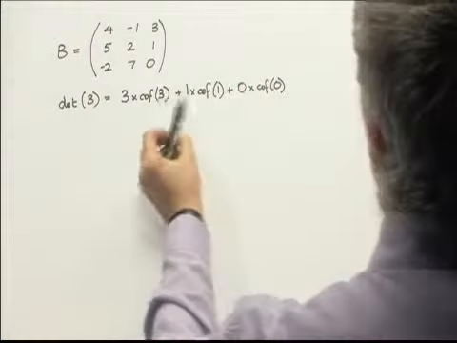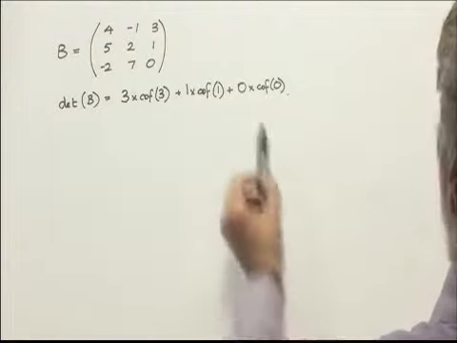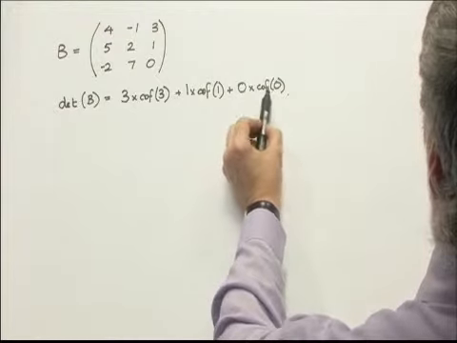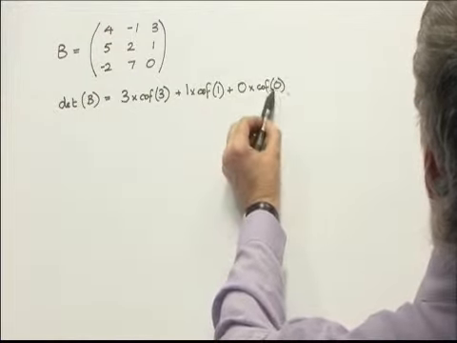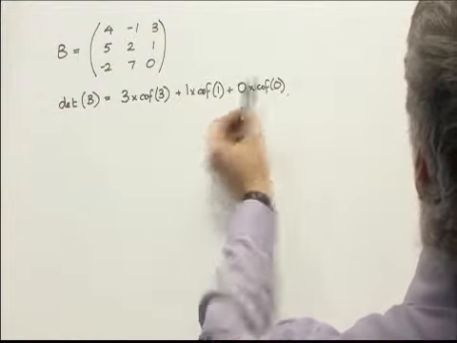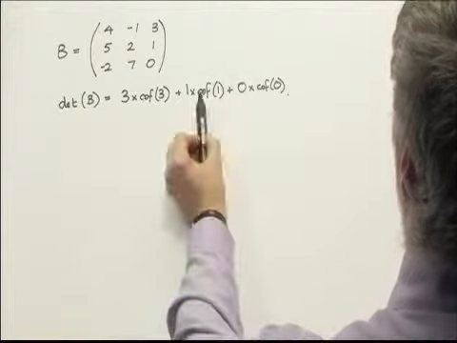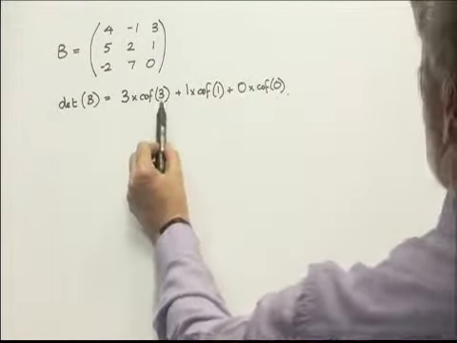Now this looks as though I've got to work out 3 cofactors, but if I look a bit more closely I see that this term here is 0 times the cofactor of 0. So I don't actually need to work out the value of the cofactor of 0 because it's going to get multiplied by 0. So I only need to work out the cofactor of 3 and the cofactor of 1. So we'll start with the cofactor of 3.